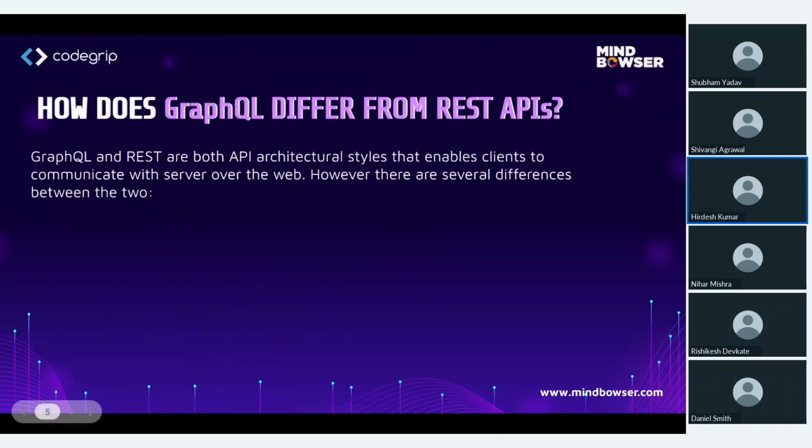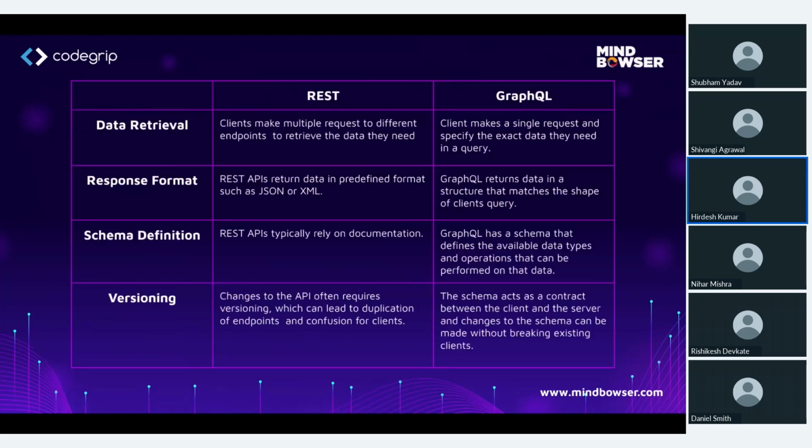Now, if we talk about the difference of GraphQL from REST API, both these technologies are used to communicate with servers over the web, but there are several differences between these two. First one is data retrieval. So when it comes to data retrieval, with REST, clients typically make multiple requests to different endpoints to retrieve the data. So each entity is assigned to an endpoint. So whenever we want to fetch some data for a particular entity, we have to call the API endpoint related to that entity. Then only we can get the data.